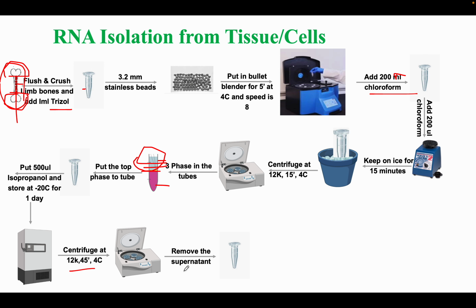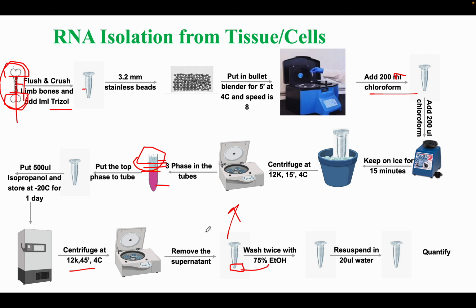After that, I will remove the supernatant. Supernatant will go out. Now my RNA is in the pellet form. I will wash the pellet with 75% ethyl alcohol 2 times, and ethyl alcohol will remove the debris, some of the isopropanol and some other contaminants which are there. I will air dry my RNA. Now I have a very purified RNA at the bottom of this tube, and I will dilute it with 20 microliter of water, and I will go for quantification and for checking the quality of RNA.